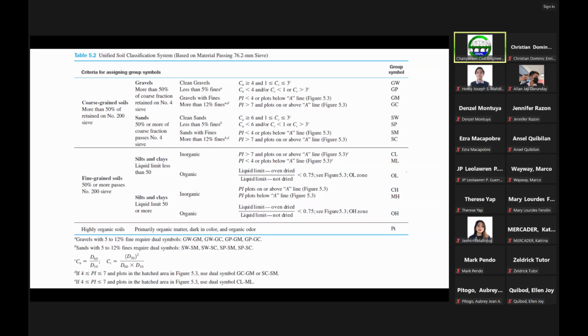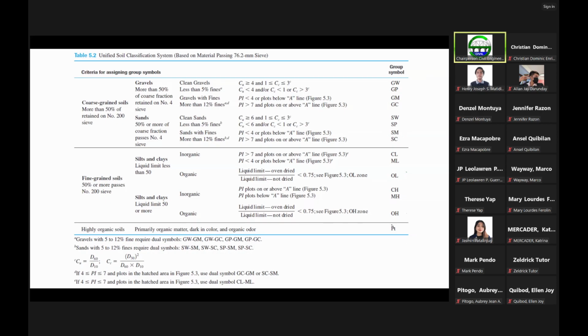Now, for the highly organic soils, these are primarily organic matter, dark in color, and they have an organic odor. No? Medyo may amoy, no? Pag highly organic soils. So, these are the PT materials.